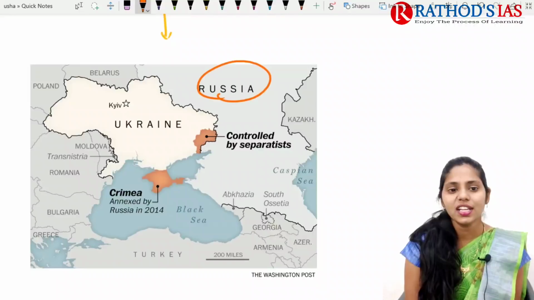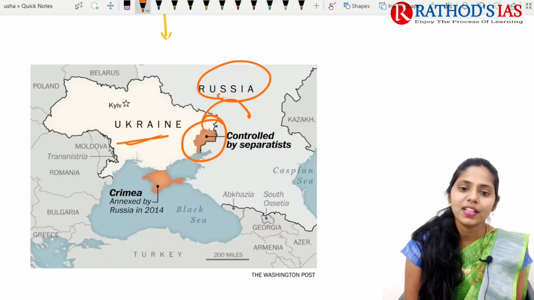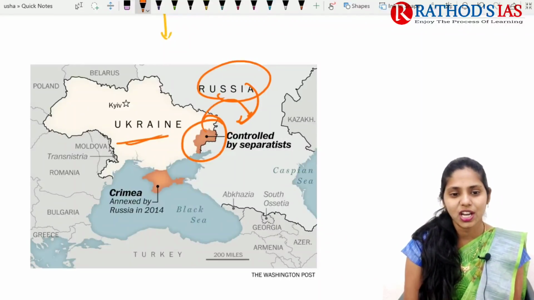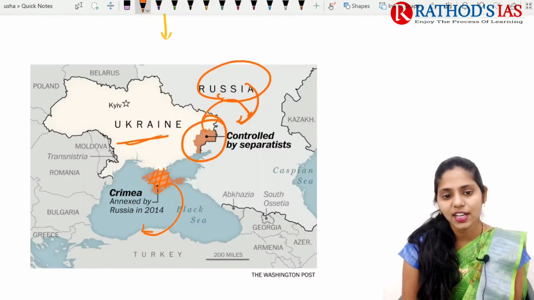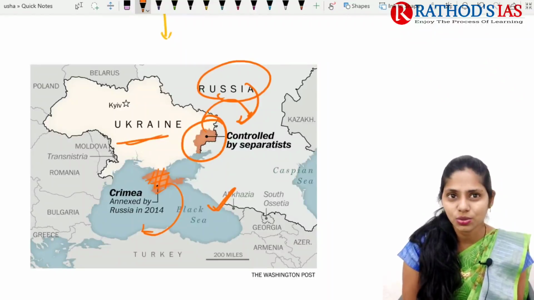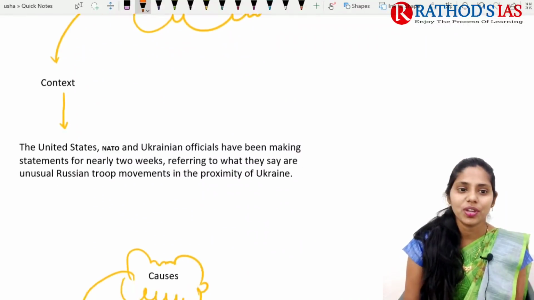Here we have Russia and here we have Ukraine. This part is under the control of the separatists, who Ukraine says are pro-Russia. You can see this brown colored part, that is Crimea. Crimea was already annexed by Russia in 2014 because it wanted access to the Black Sea. Now let us discuss this topic in great detail.